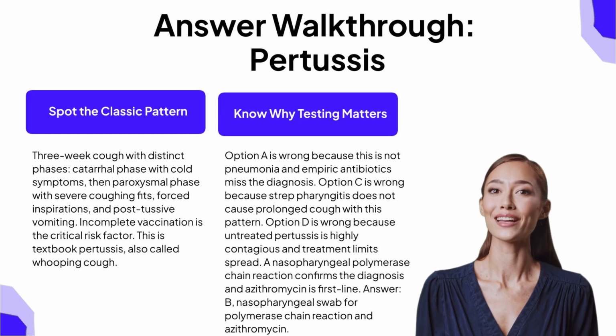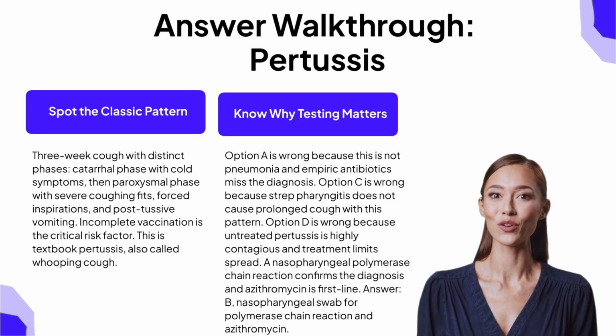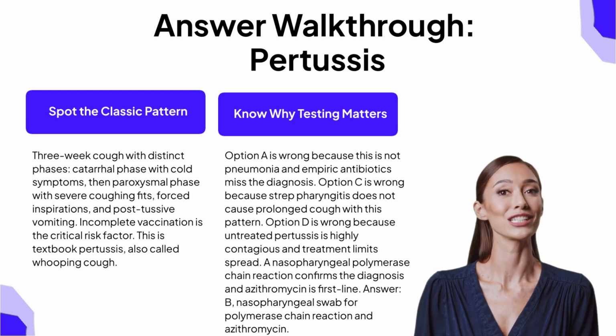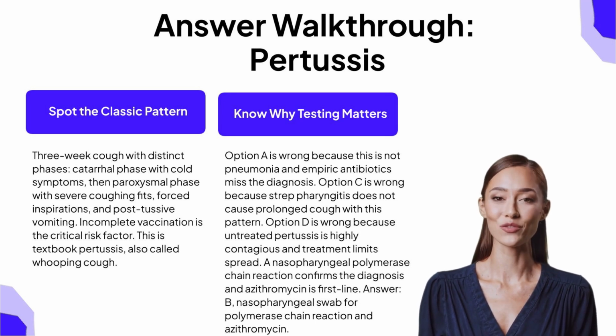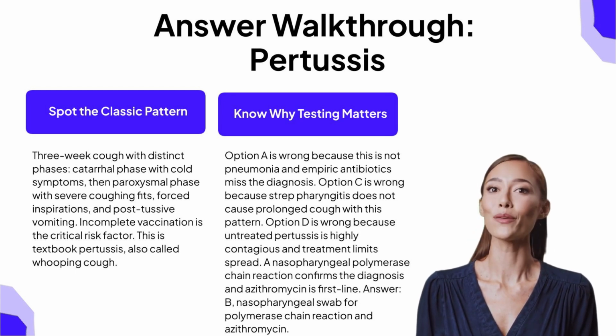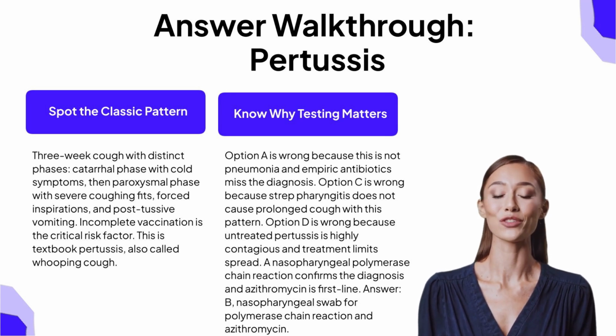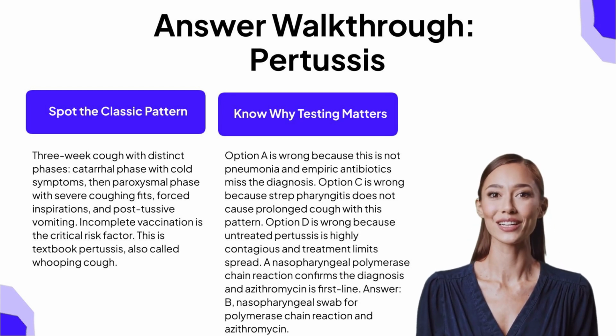Now let us eliminate the wrong answers. Option A, chest X-ray and amoxicillin, is wrong because this clinical picture is not bacterial pneumonia. Amoxicillin would not treat pertussis. Option C, rapid strep antigen test, is wrong because strep pharyngitis causes sore throat, not prolonged cough with this specific pattern. Option D, supportive care only, is wrong because untreated pertussis is highly contagious. Treatment with a macrolide antibiotic limits the spread to close contacts and is required.